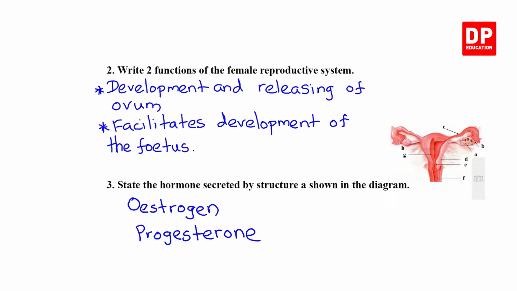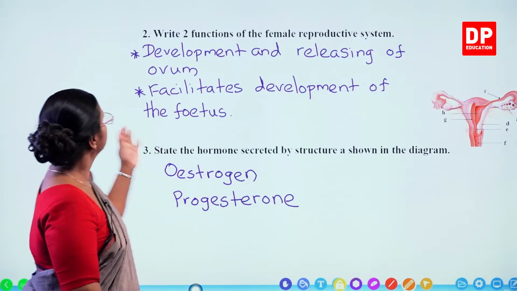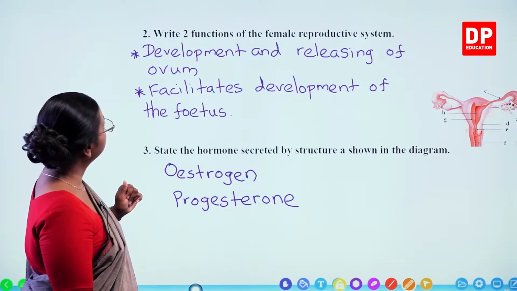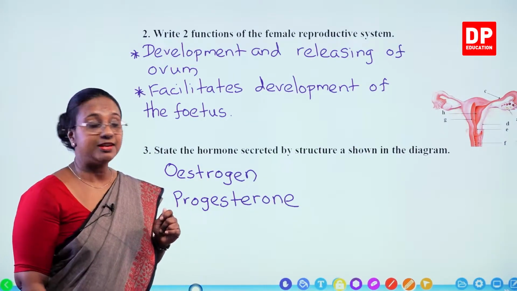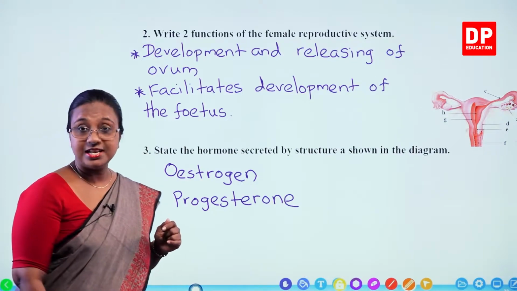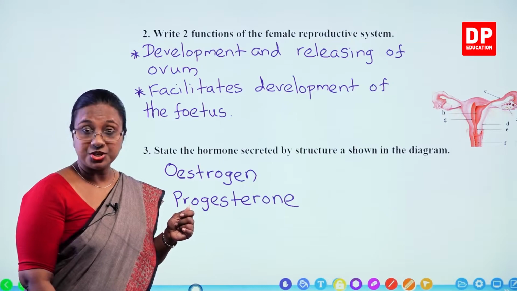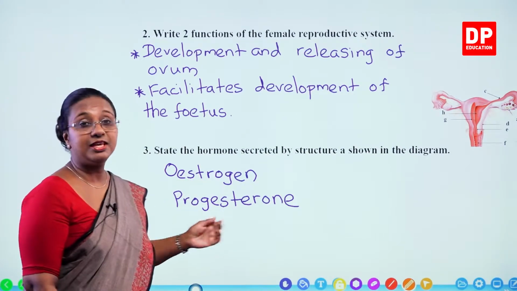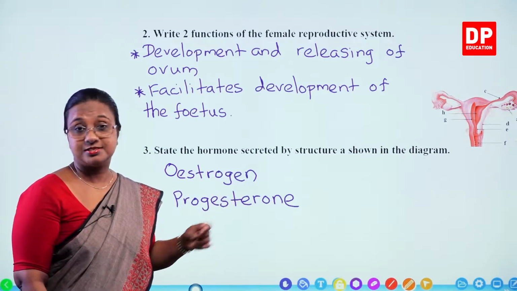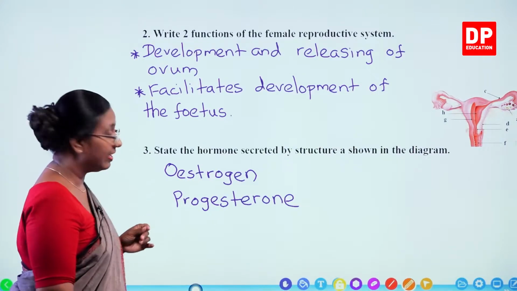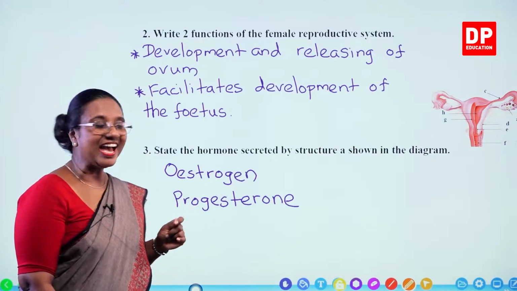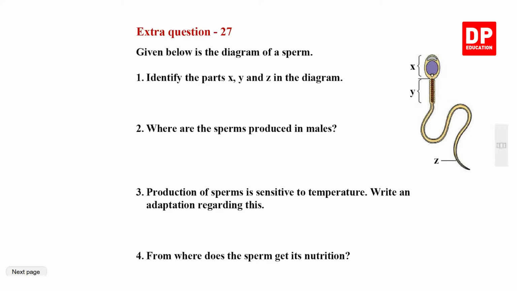You all know these two are lipid hormones. So, the functions of female reproductive system, development and releasing of ovum, facilitates development of fetus. You can also write secretion of hormones. You can even give the examples as hormone, estrogen and progesterone. So, that we have written it here. So, with that, we'll move on to the next one.